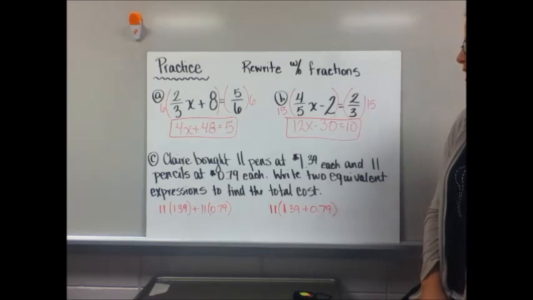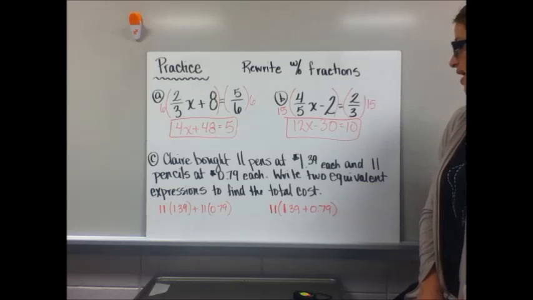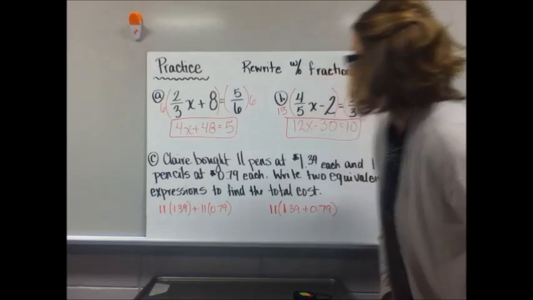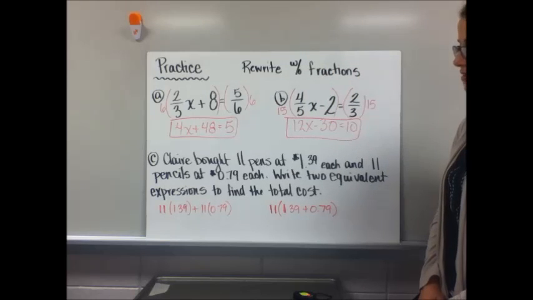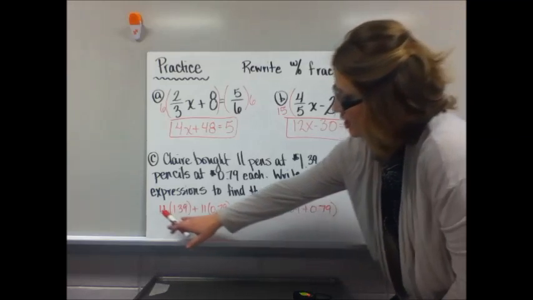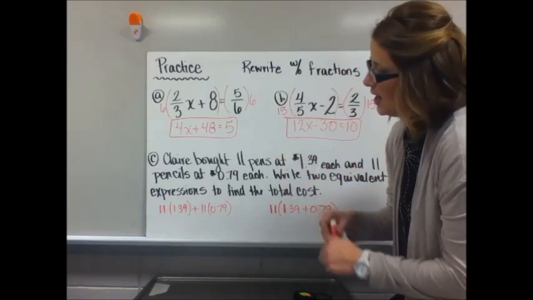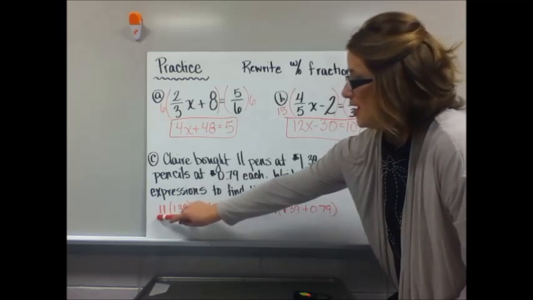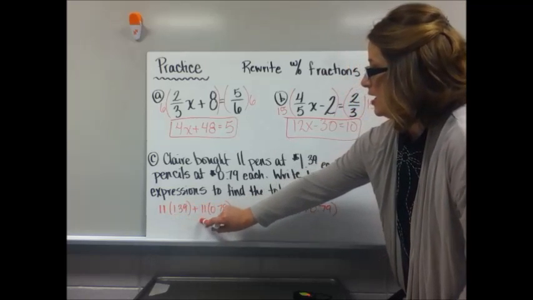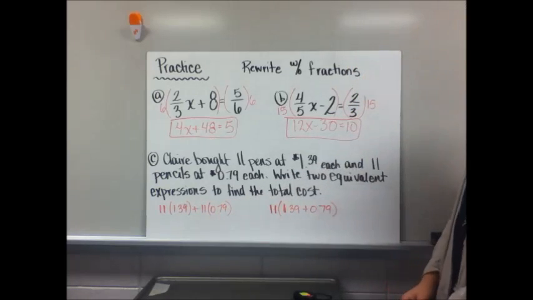On part C, Claire bought 11 pens at $1.39 each and 11 pencils at 79 cents each. Write 2 equivalent expressions to find the total cost. So first I went about it with the mindset of the cost of the pens plus the cost of the pencils. 11 pens at $1.39 and 11 pencils at 79 cents each.